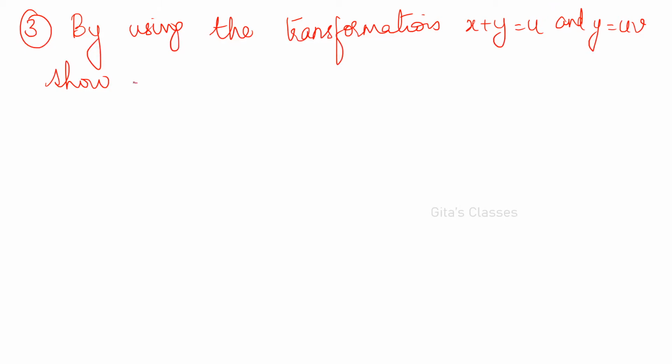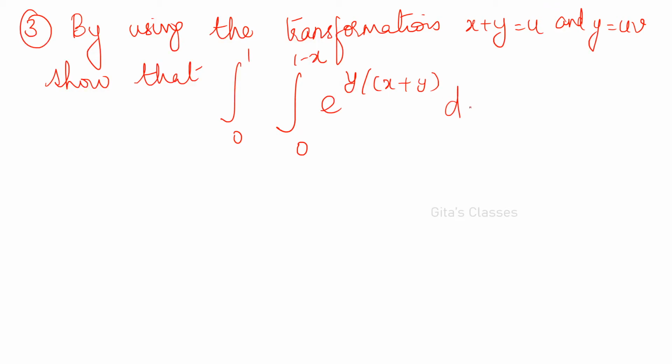Show that the integral 0 to 1, integral 0 to 1 minus x, e power y divided by x plus y, dy dx, it should be dy dx because you have 0 to 1 minus x, is equal to 1 by 2 into e minus 1. You have to prove this. So let us consider the given region. What is the given region now?